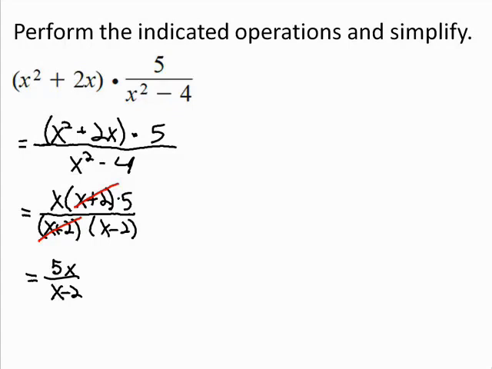This expression has to have the same domain as the original expression. In the original expression, there was an x plus 2 in the denominator. So x plus 2 cannot be equal to 0. Set x plus 2 equal to 0 and solve for x. Subtract 2 from each side. x equals negative 2. The simplified expression is 5x divided by x minus 2, where x is not equal to negative 2.